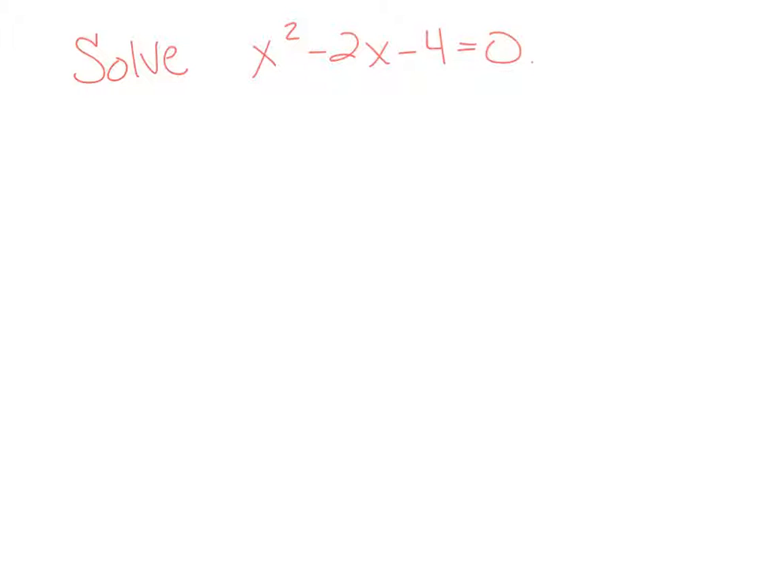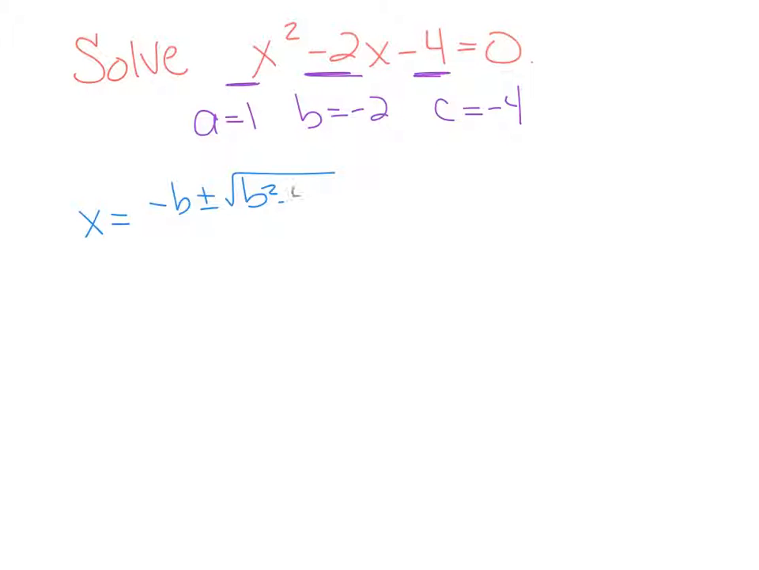It is in standard form, so I'm going to notice that a is 1, because it's the coefficient of x squared, b is negative 2, and c is negative 4. My suggestion is that you always start out by writing the quadratic formula until you have it memorized. So negative b plus or minus the square root of b squared minus 4ac all over 2a. From there, plug in some numbers.